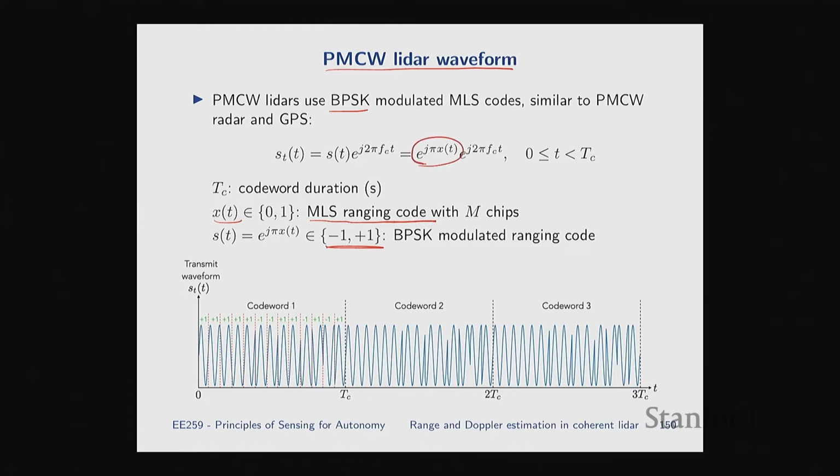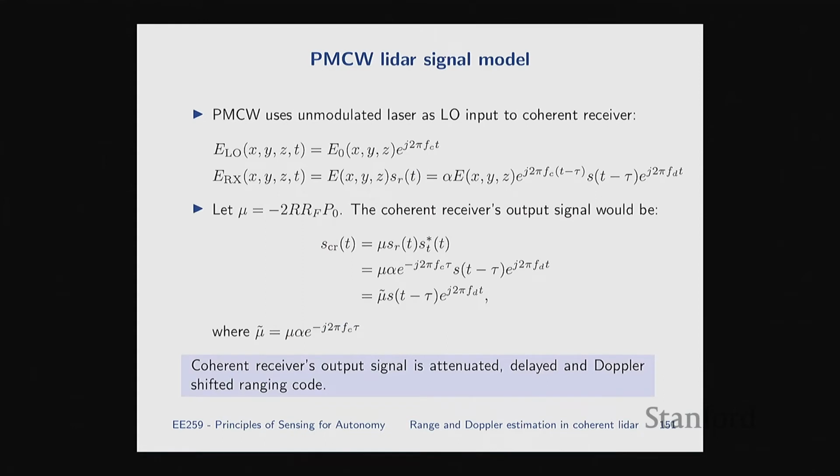So this first term is the BPSK modulated waveform, which again is just +1s and -1s, and then that's your carrier term. In the time domain, this is what it looks like. One code word is just a series of +1s and -1s that are multiplying the carrier. So every time you go from a +1 to a -1, you get a 180-degree phase shift in your carrier. Okay, so that's the signal.